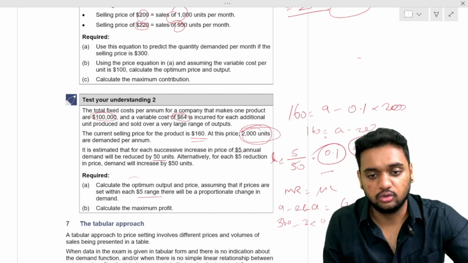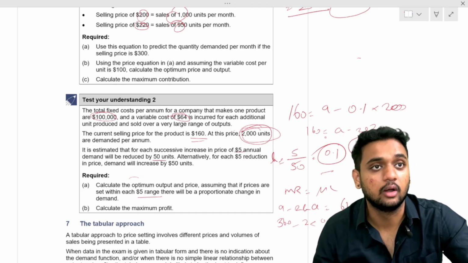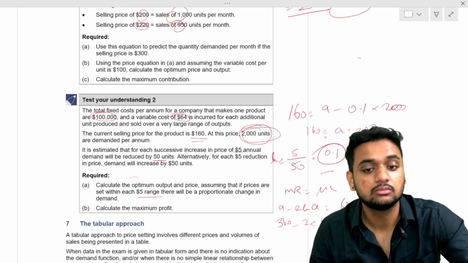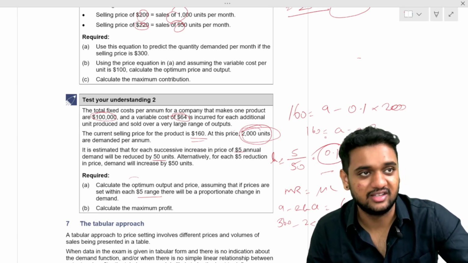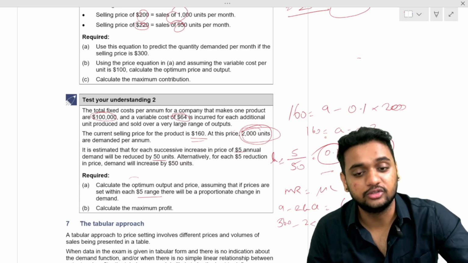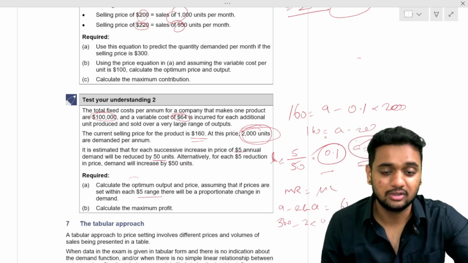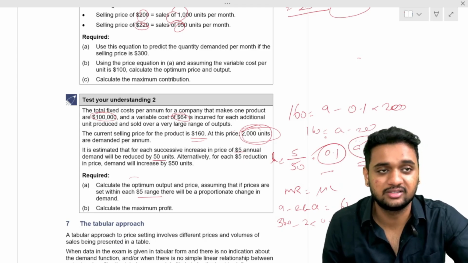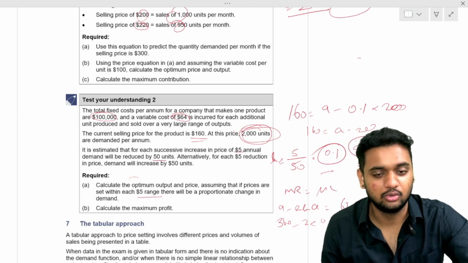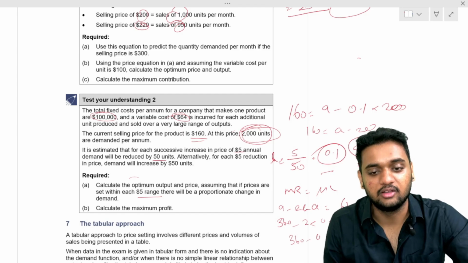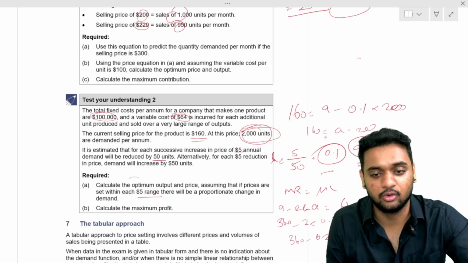You substitute 0.1 into 2, what will you get? 360 minus 2 into 0.1 into Q is equal to 64. What is 2 into 0.1? Without calculating, 2 into 0.1 is 0.2. So 360 minus 0.2 Q is equal to 64.